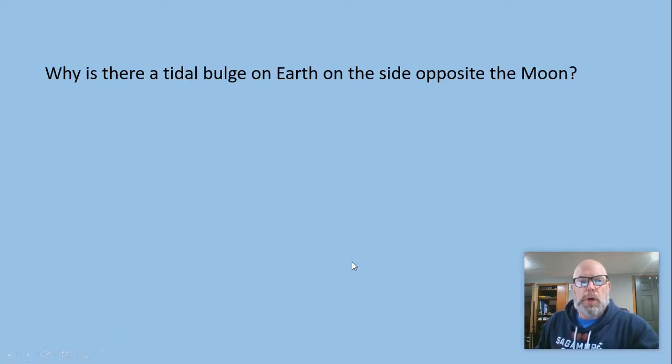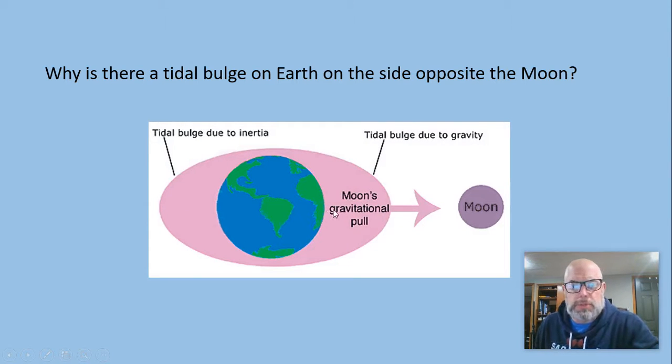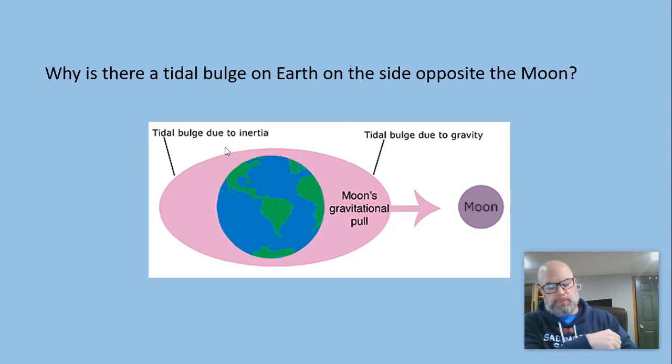So why is there a tidal bulge on Earth on the opposite side? Obviously the moon's gravitational pull on this side is pulling it. Then, if you remember from learning inertia a long time ago, it is just the tendency for an object to keep going in the direction that it's moving. Just like if you're driving in your car and you make a real sharp turn to the left, your body keeps going in that straight direction. You feel like you bump into the car door with your right shoulder, but really you keep going straight and the car comes at you, right?